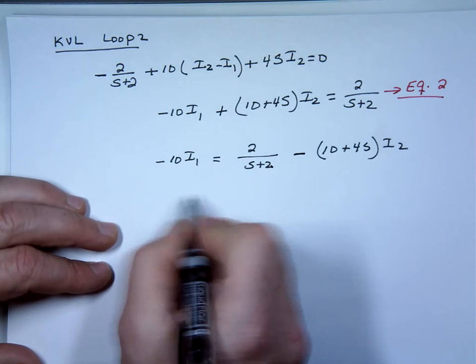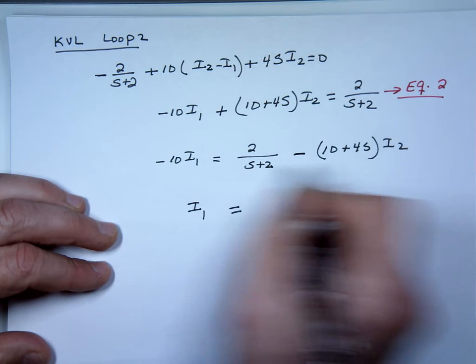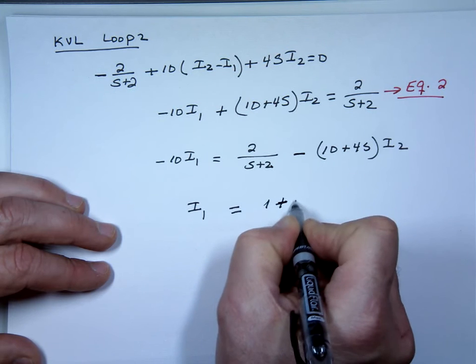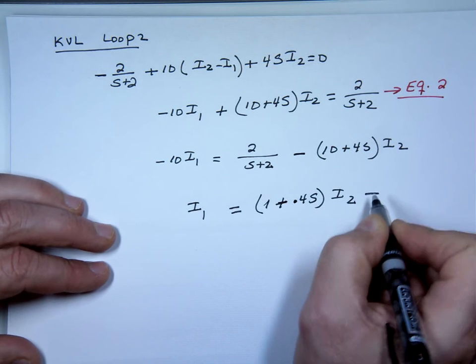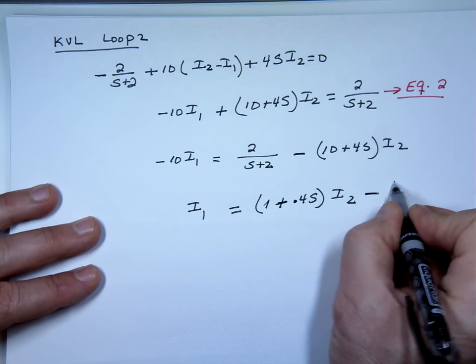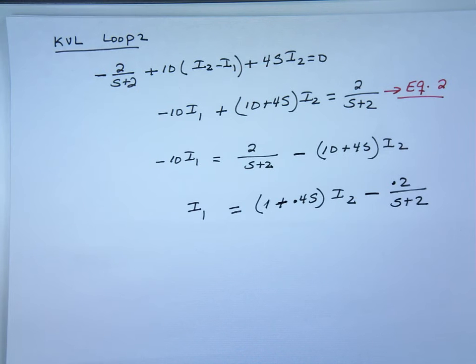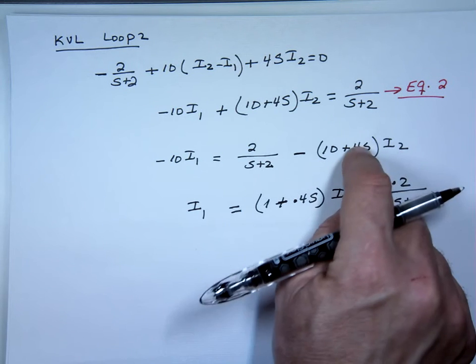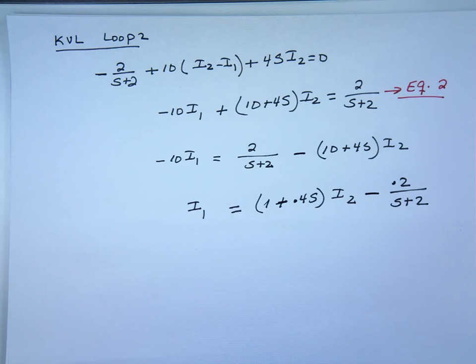I sub 1, you divide by 10. Divide each one by 10, by negative 10 actually. This becomes a plus. 10 over 10 is 1, plus 0.4S I sub 2. This becomes a minus. That's 1/5, that's 0.2. So I divide by negative 10, but it makes this plus, it makes this a negative. 10 by 10 is 1, 4S by 10 is 0.4, 2 by 10 is 0.2. That's 0.4S, yes, because I divided by 10.